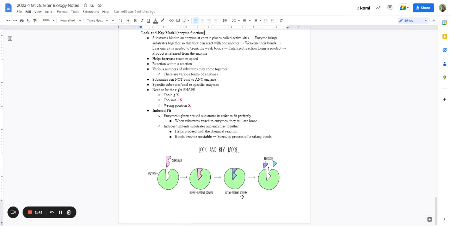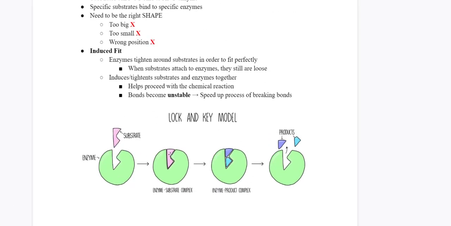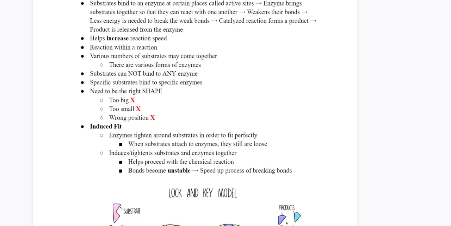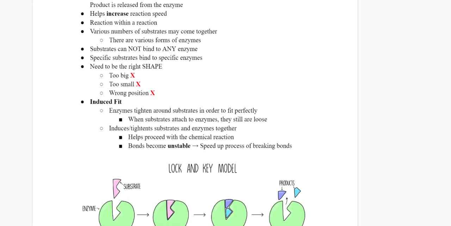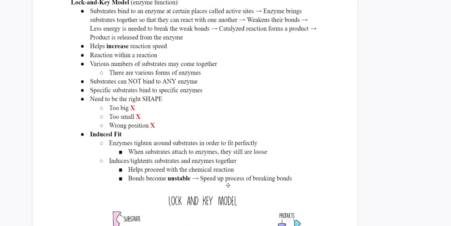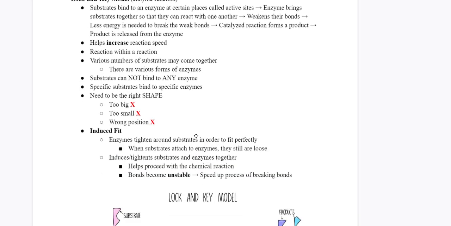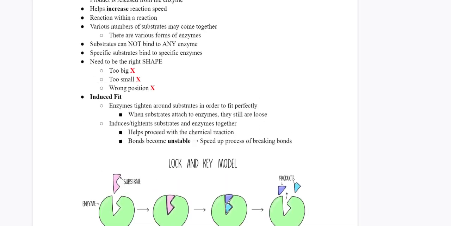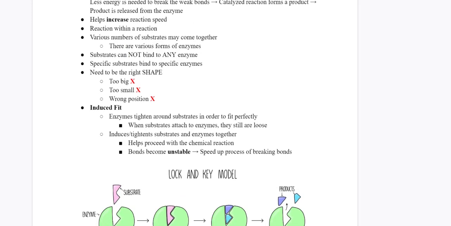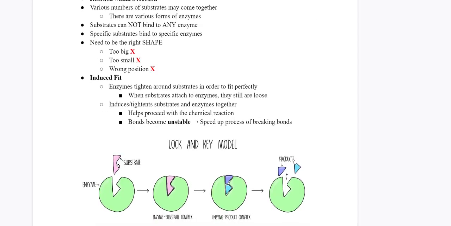Yes, this is what happens in the lock and key model. The substrate goes in, it changes, and then it goes out as a product. And the enzyme is a thing that helps initiate the reaction. It helps increase the speed of the reaction. It's like a reaction within a reaction. It causes a reaction to happen by making a reaction. So the thing about it is that not only one but various numbers of substrates can bind to these enzymes.